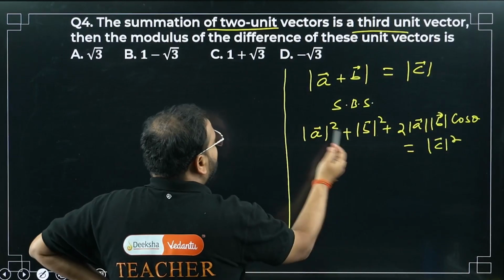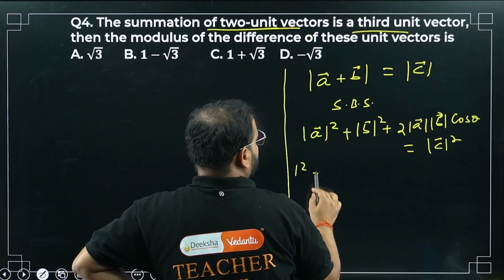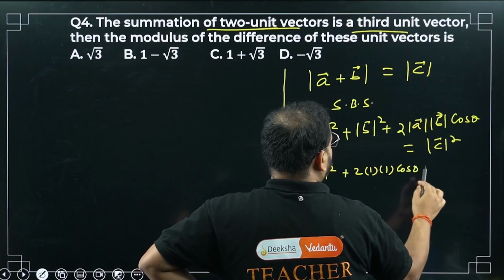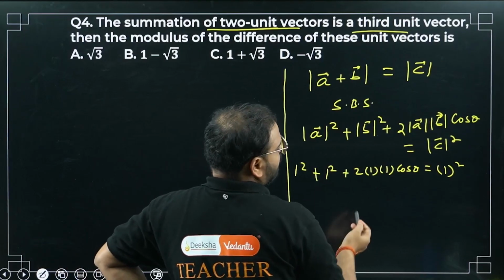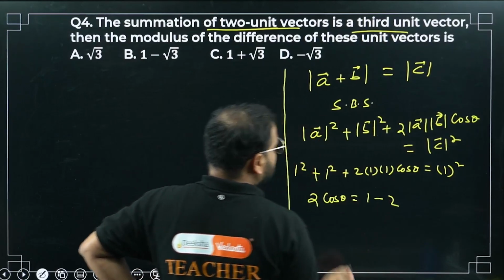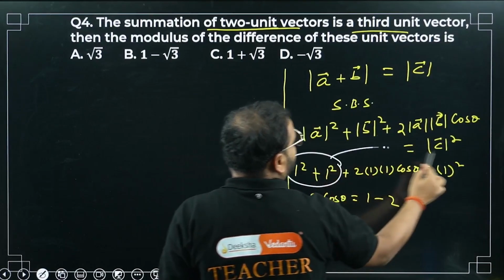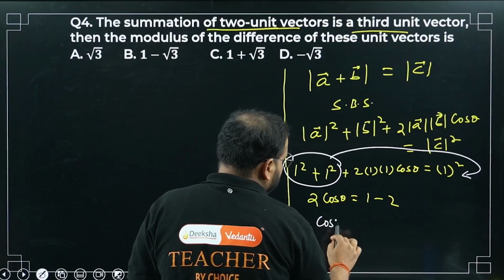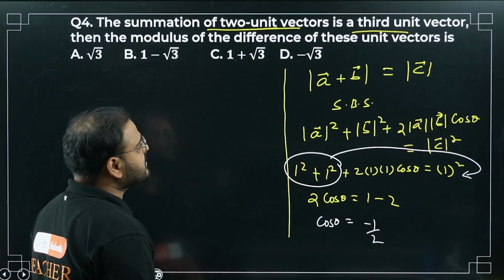We know these are all unit vectors. It means the magnitude is 1, so I can write here 1 square plus 1 square plus 2 times 1 times 1 cos theta equals 1 square. Correct? 1 plus 1 is 2. Bring it over there. So 2 times cos theta equals 1 minus 2. This whole thing is 2, I'm bringing it to this side, so minus 2. What do I get? Cos theta equals minus 1, and this 2 will come over here. So minus 1 by 2. Cos theta is minus 1 by 2.